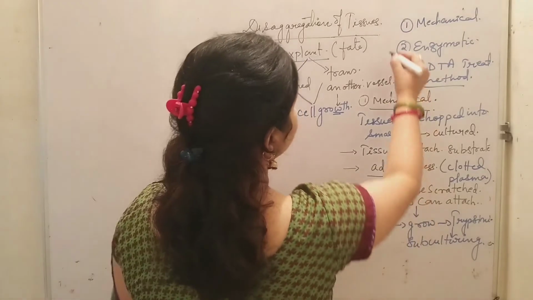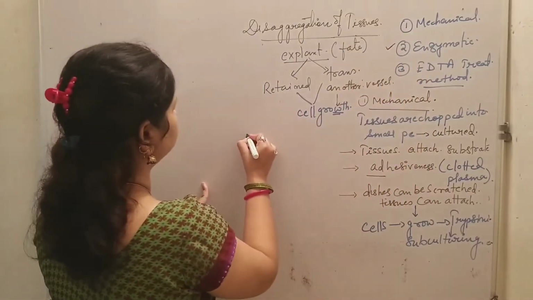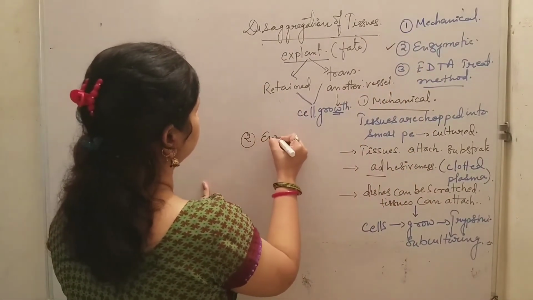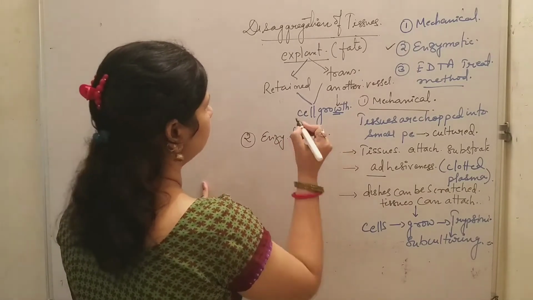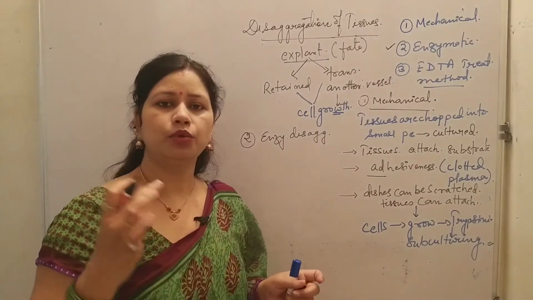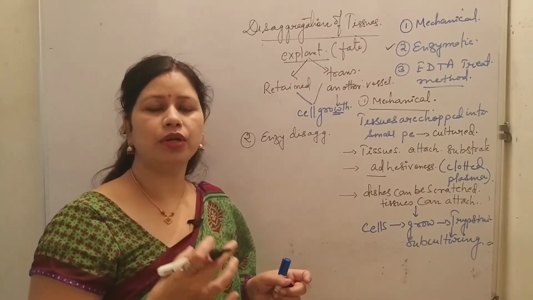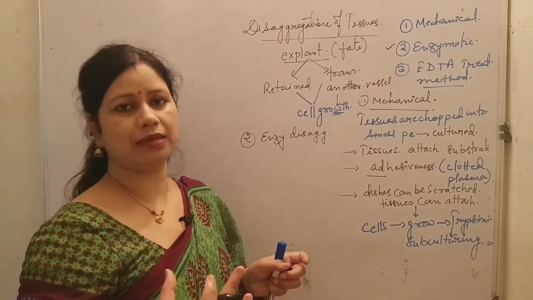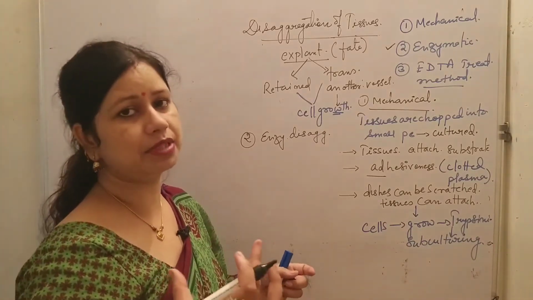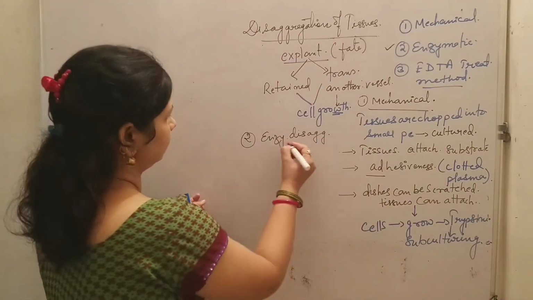Now what about the enzymatic method? In case of enzymatic disaggregation, there are two enzymes which are known as the most common, the most preferred enzymes. And what are those two enzymes? Those two enzymes are trypsin and collagenase.